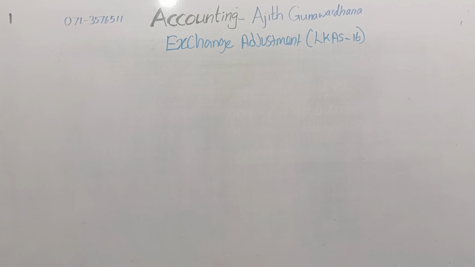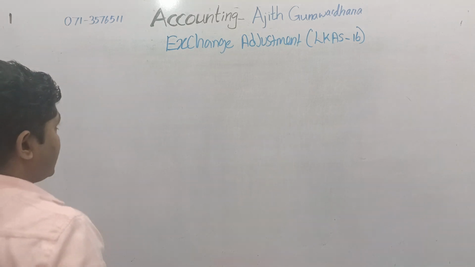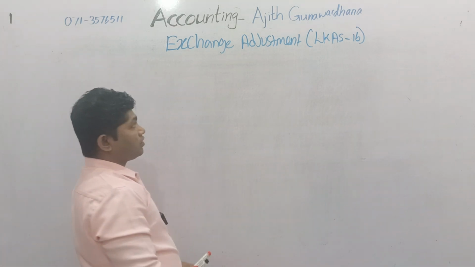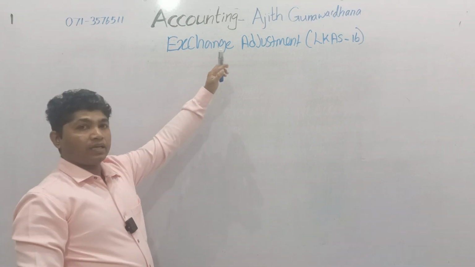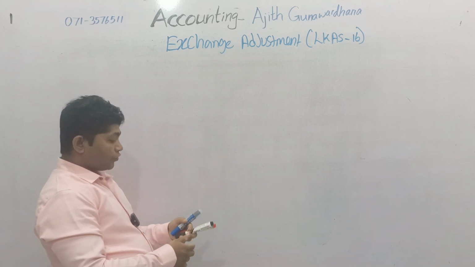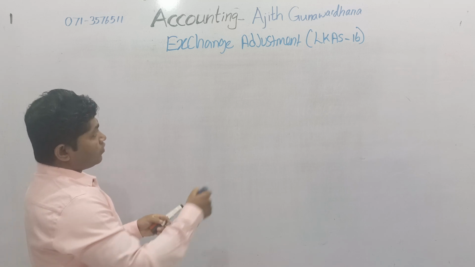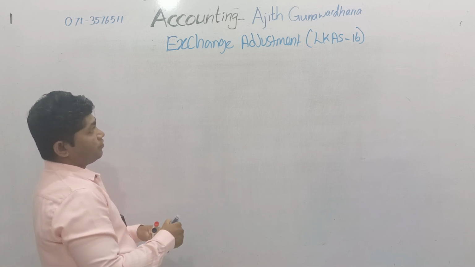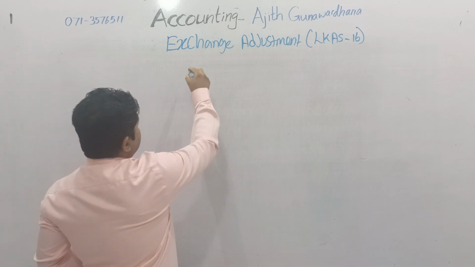Now I'm going to discuss exchange adjustment, part of LKAS 16 Property, Plant and Equipment. Think of all the business organizations' available land, buildings, motor vehicles, and office equipment, which are non-current assets. If those are exchanged, you have to know how to record it from the business point of view. Think about this example.